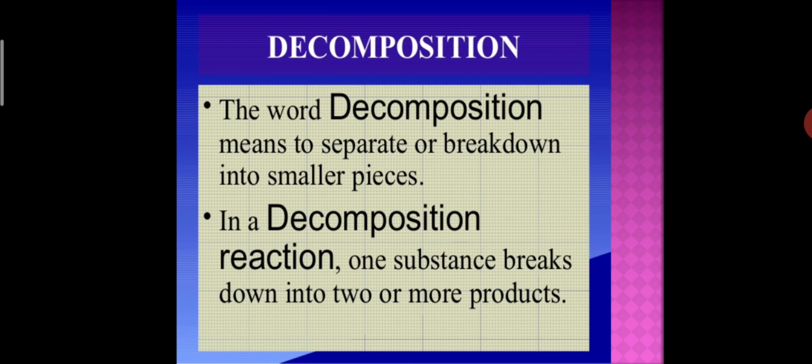Our second type is the decomposition reaction. The word decomposition means to separate or break down into smaller pieces. What happens in this reaction? It is just the opposite of the combination or synthesis reaction. In a decomposition reaction, one substance breaks down into two or more products.